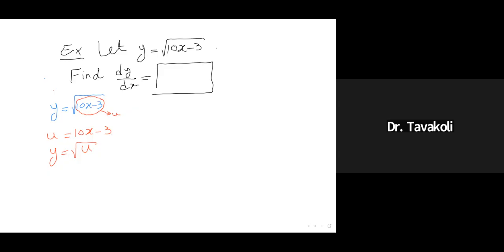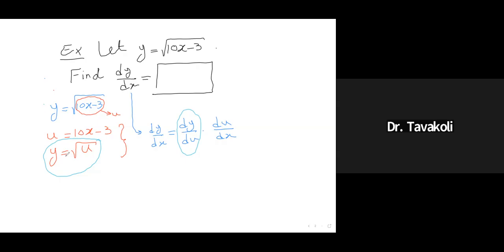Now we are ready to use the chain rule. What we were looking for was dy over dx. Using the chain rule, this is going to be the derivative of y with respect to u times the derivative of u with respect to x. So what is this part? The derivative of y with respect to u. That comes from this function. Y is a function of u.